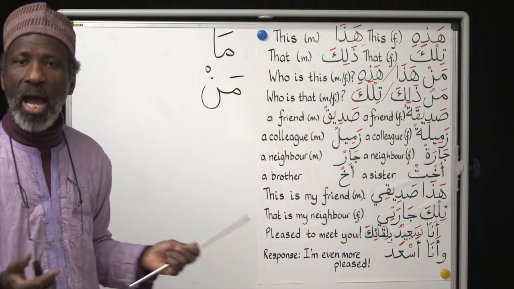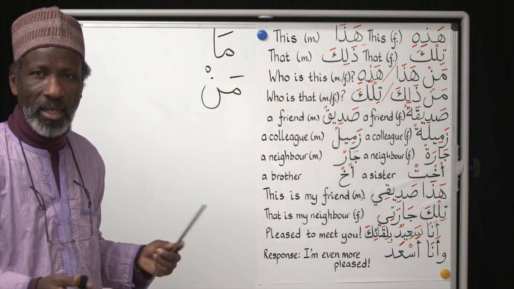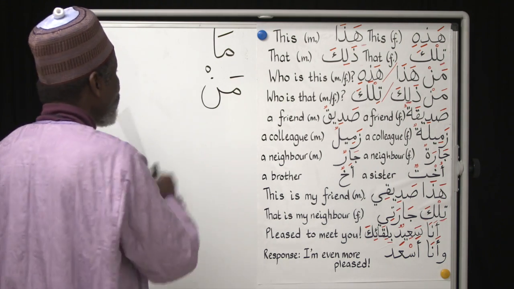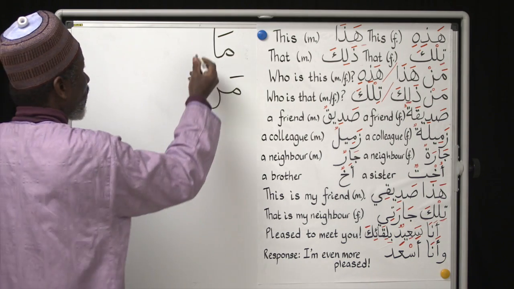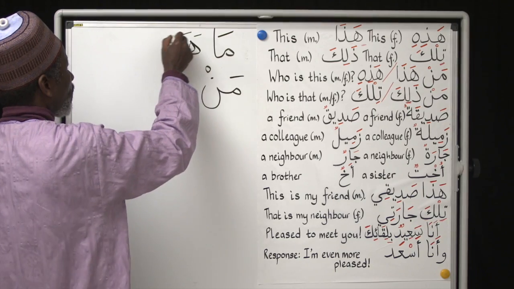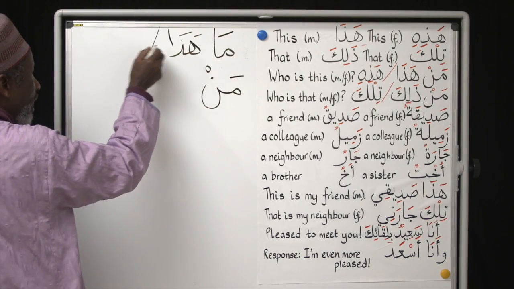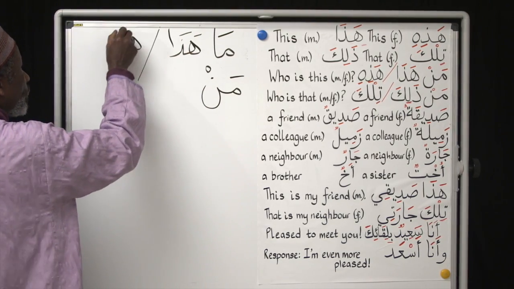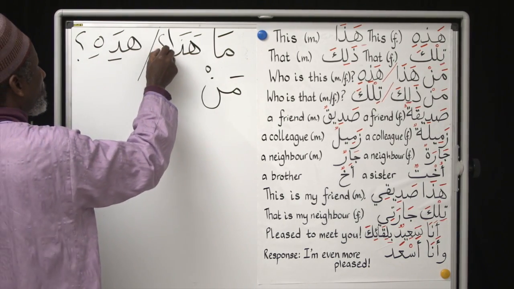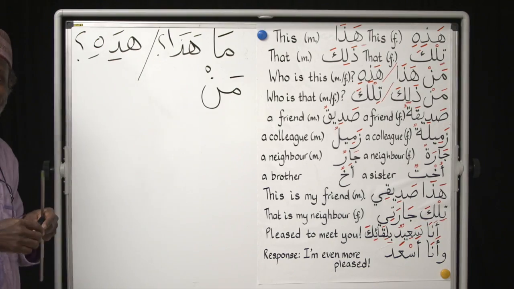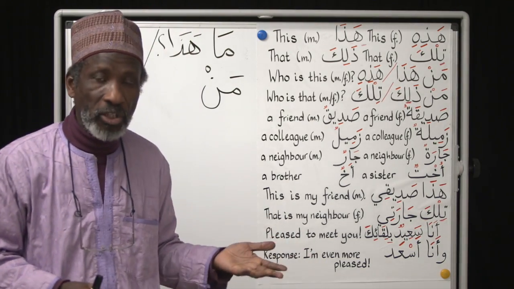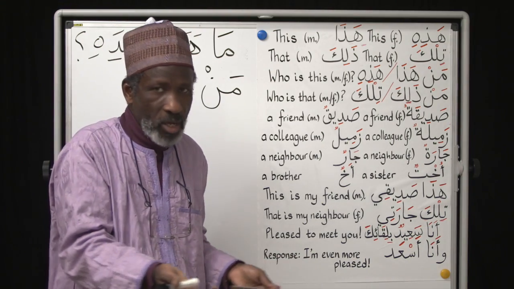So you can say, ma haadhaa, what is this? Ma haadhihi, what is this? So you can use ma with haadhaa or haadhihi. So ma separately and then haadhaa, or ma haadhihi. Ma haadhaa, what is this? Referring to something which is masculine, or if you don't know the gender, you can say ma haadhaa, what's this?